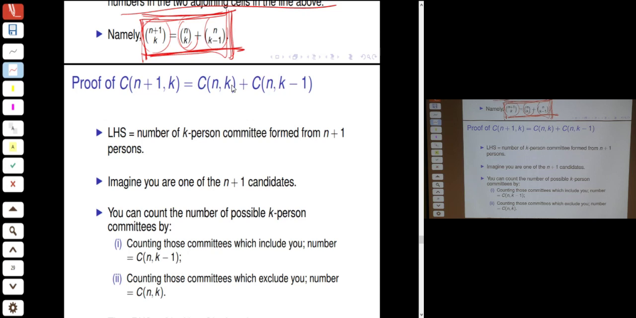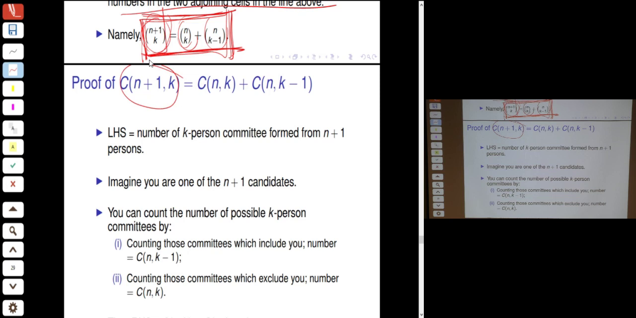Let's think of n plus 1 choose k. So what is n plus 1 choose k? Suppose you are there with n of your friends. So there are a total of n plus 1 people, and you want to form a subgroup of size k from here. How many ways of doing that are there? Well, you are choosing k people ultimately out of n plus 1 people in total. So that's n plus 1 choose k. That is the left hand side.